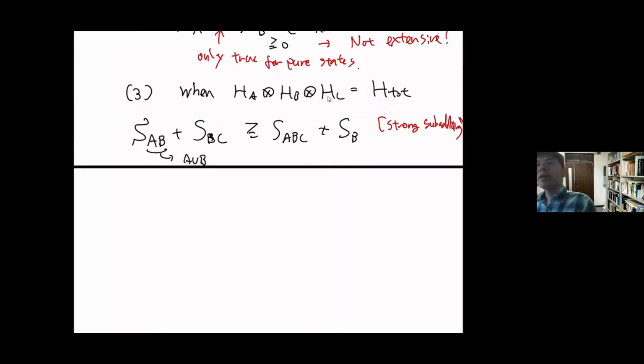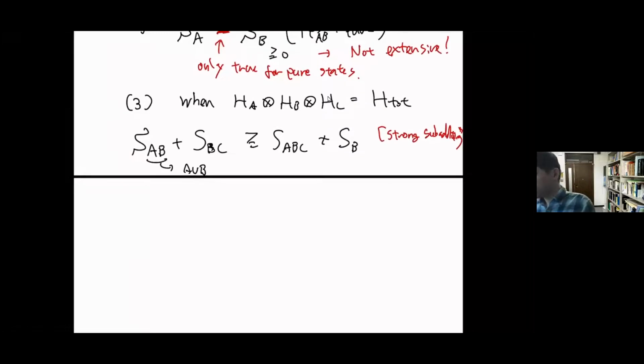I will explain this by using holography later. But to derive this formula itself is a little bit tough, a lot of calculation. You can look at a basic textbook, for example the Nielsen and Chuang textbook. You can find some proof. But actually, we can understand this inequality in a very simple way, using AdS/CFT. That also I will explain later.